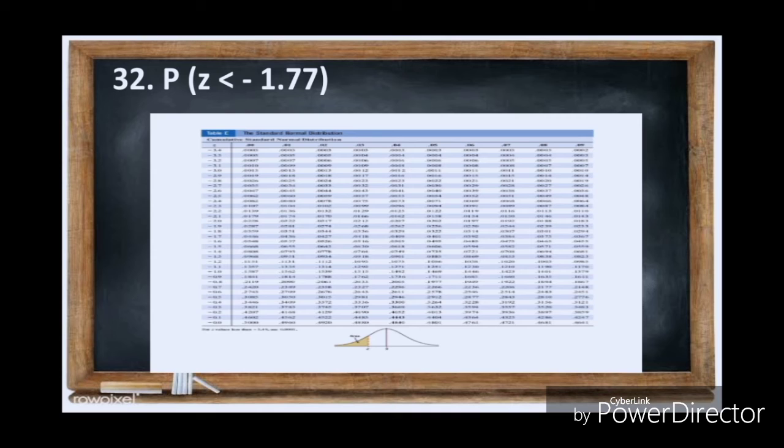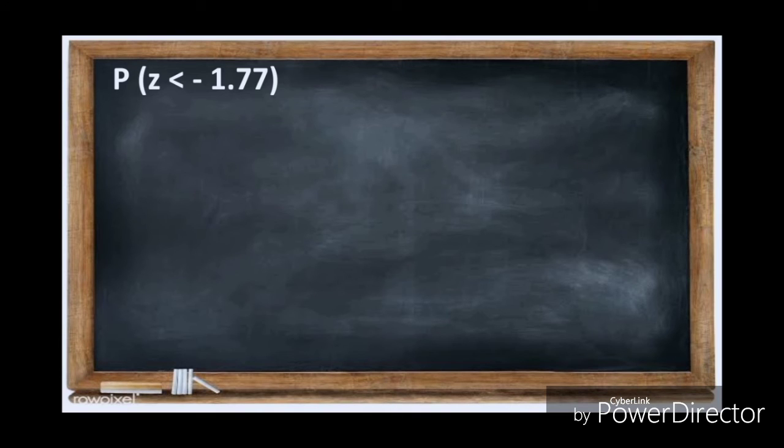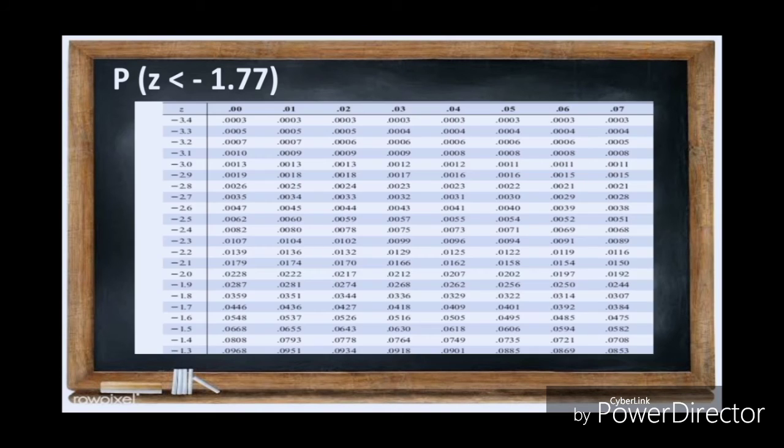The probability of z is less than negative 1.77. First, we use Table E. Second, we use the stem on the left side to find the value, which is negative 1.7, and the leaf, which is 0.07. And the value of P of z is less than negative 1.77 is 0.0384.